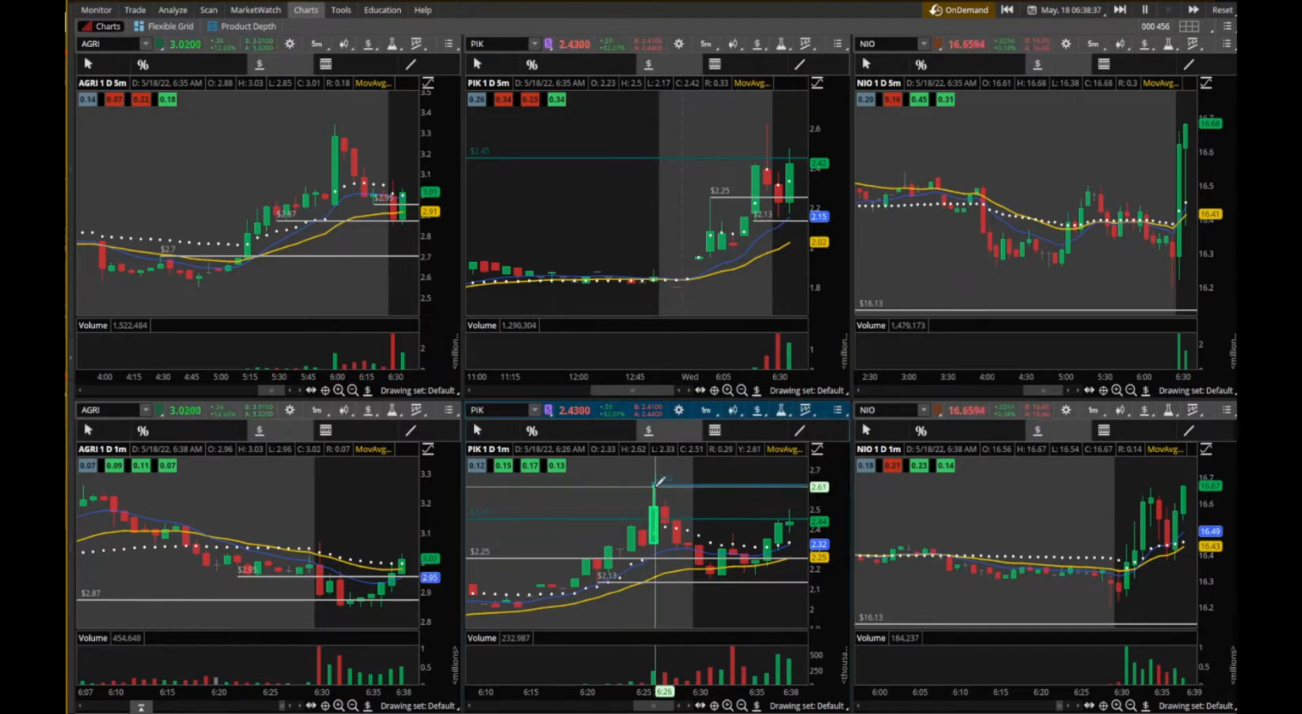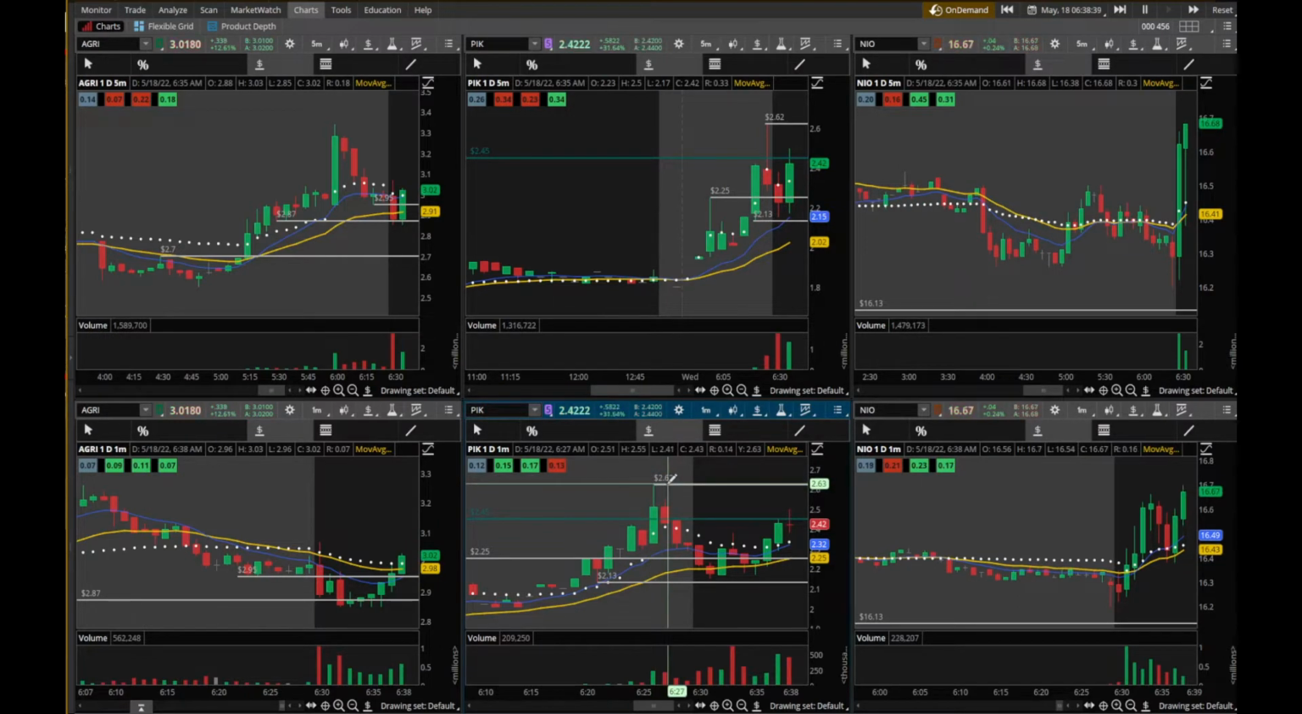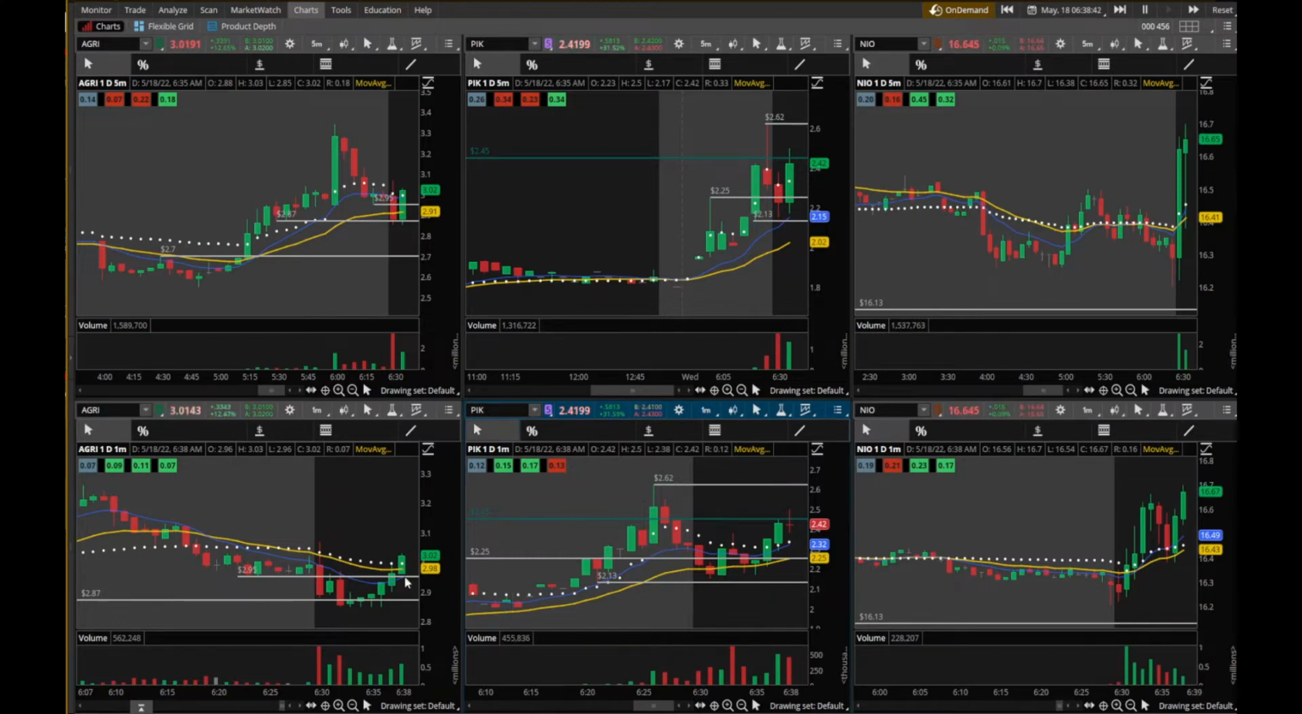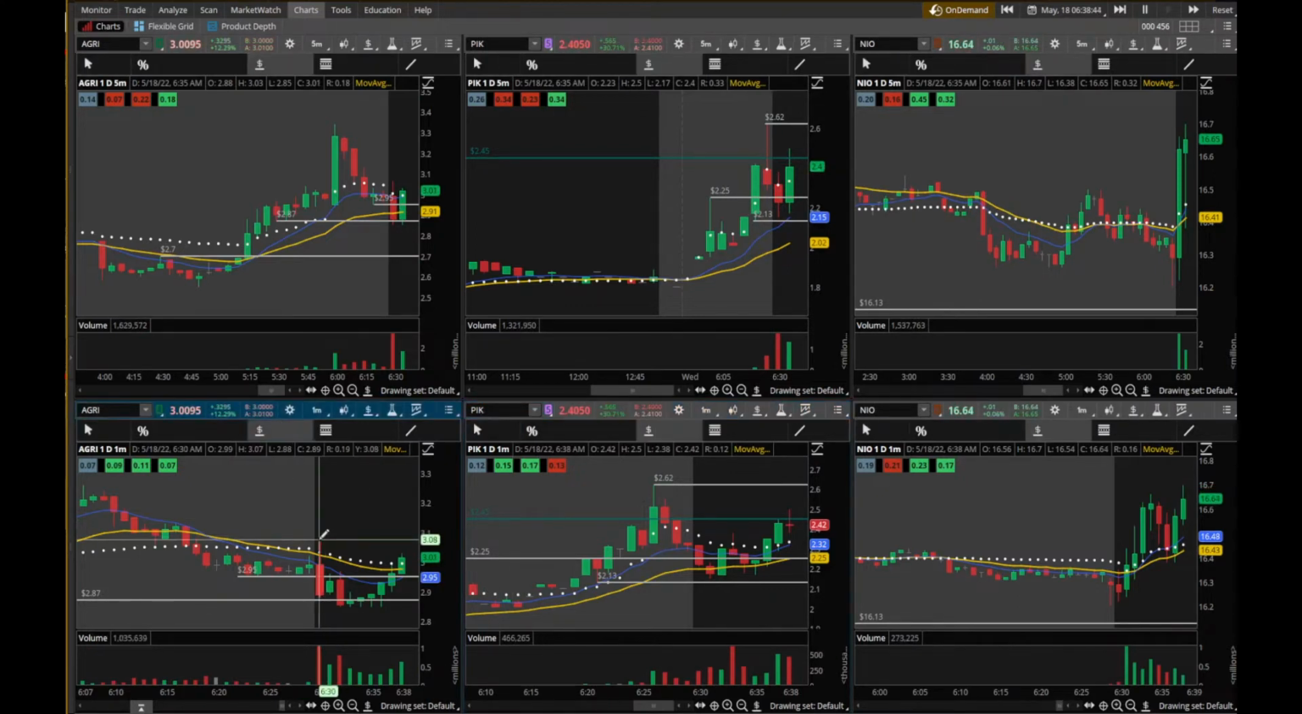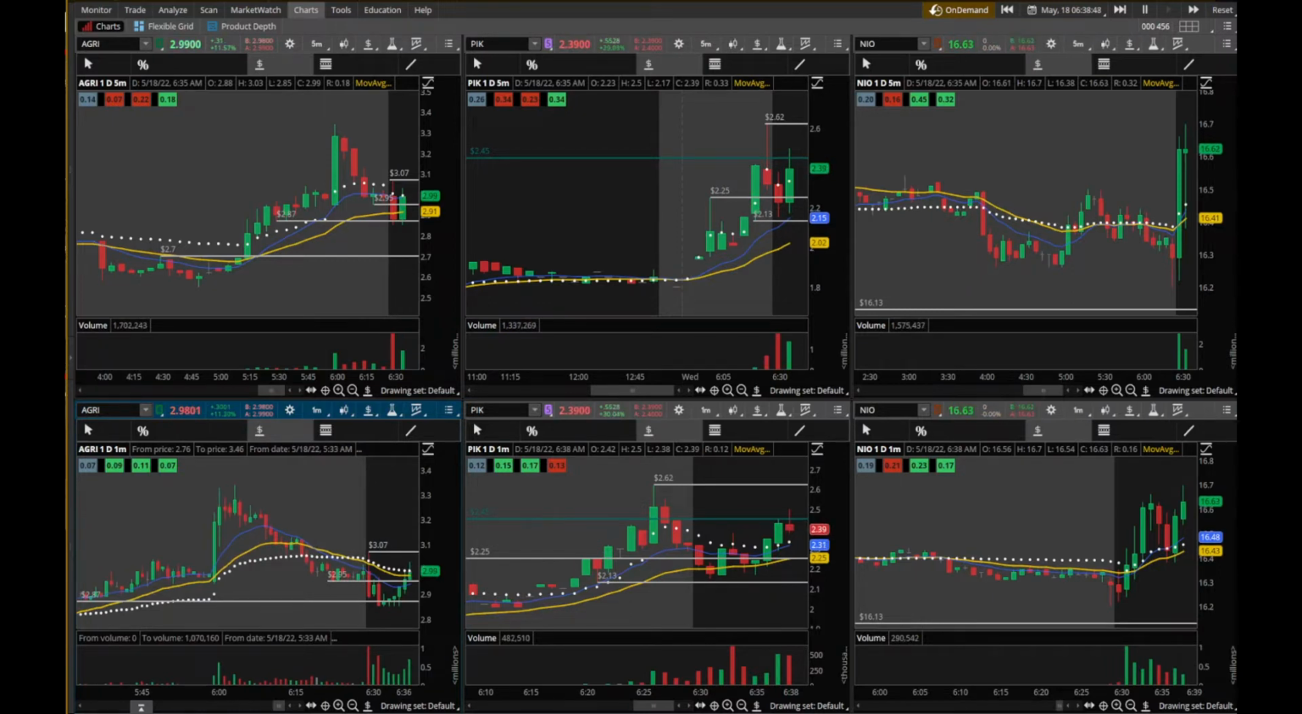Now, I could be playing this and still holding for a break through the high. That certainly could have been a very lucrative play, but I didn't want to test the waters considering I was already down on the day.